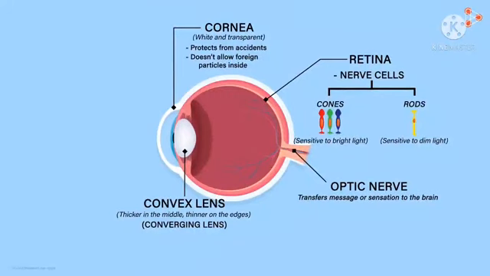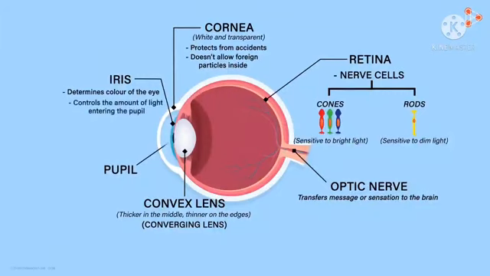Behind the cornea, the colorful part of the eye, called the iris, is present. It has a small opening at the center called the pupil. The iris controls the light entering through the pupil by contracting and expanding. Behind the pupil, there is a converging lens which focuses the light on the retina.